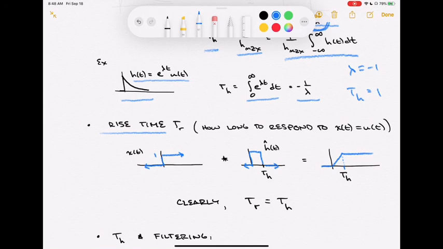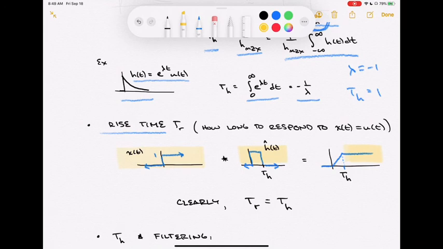So we see that in this next concept, this idea of rise time. How long does it take a system to respond to x of t equaling u of t? The rise time of the system. So I apply a unit step input, and I want to know at what point the output starts looking like that unit step. Well, if I've approximated my impulse response as that rectangular approximation, which I call h hat, that's a rectangle whose width is the time constant of the system, th. I convolve those together.